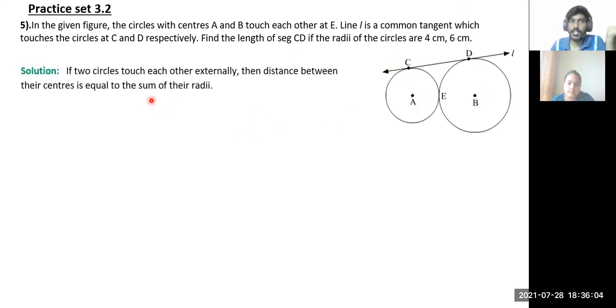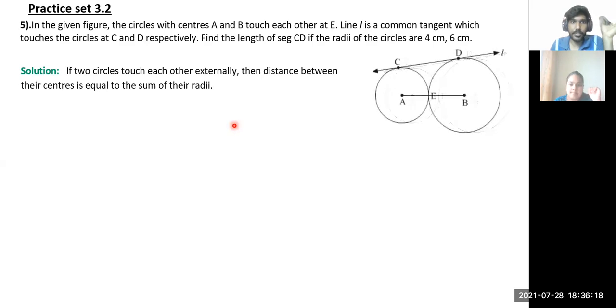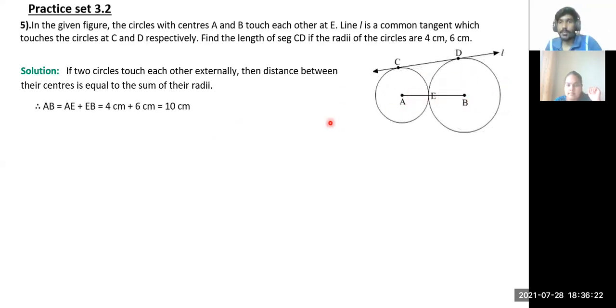Now, if the two circles touch each other externally, then you know the distance between their centers is the sum of the radii, R1 plus R2. Is that clear? Okay. So you join AB. AB is nothing but the distance between their centers. So to find AB, you add both the radii, R1 plus R2. That is 4 plus 6, which is 10 centimeters. So AB is 10 centimeters.